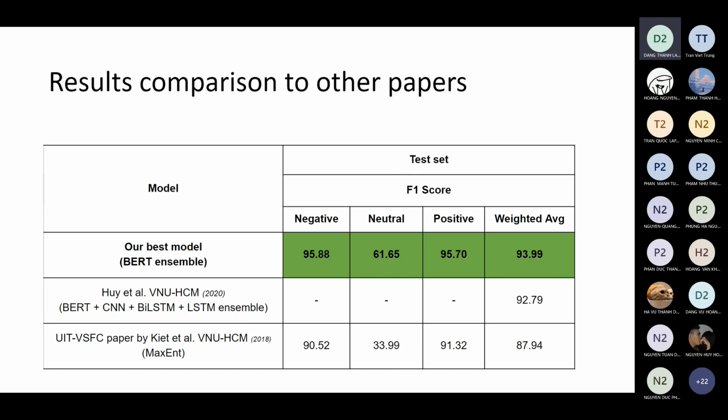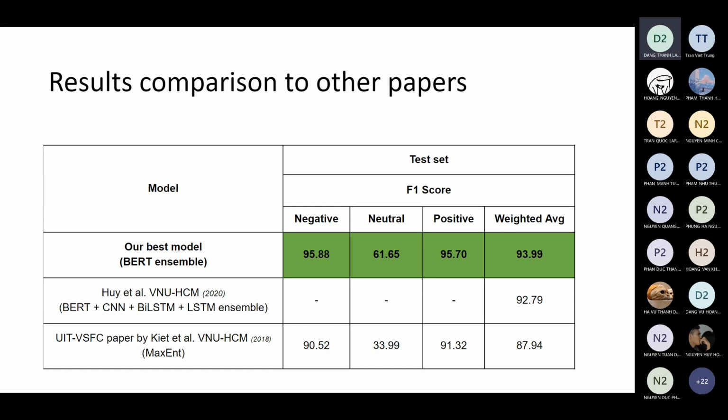Finally, we compare our result to other papers that also do research on the same dataset. The first line is our best model, which is the BERT ensemble from before. It achieved the highest result, an unweighted F1 score of about 94%. Another paper that used an ensemble of different architectures, BERT, CNN, BiLSTM, and LSTM, achieved an accuracy and F1 score of more than 92%.